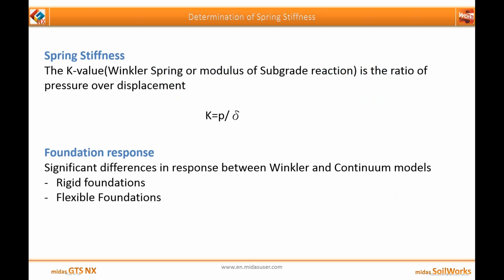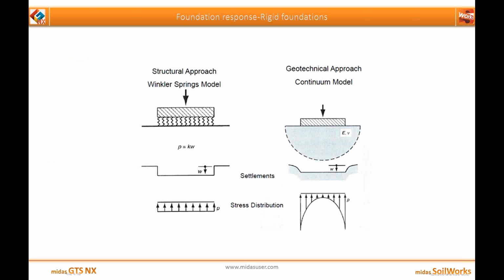Determination of spring stiffness has always been a problem for structural engineers. Spring stiffness is nothing but the ratio of pressure or load over displacement. Now the spring stiffness very much depends on the foundation response. As we know, we have two types of foundation. One is the rigid foundation and the other is the flexible foundation. So first of all, let us study how there is change in the foundation response.